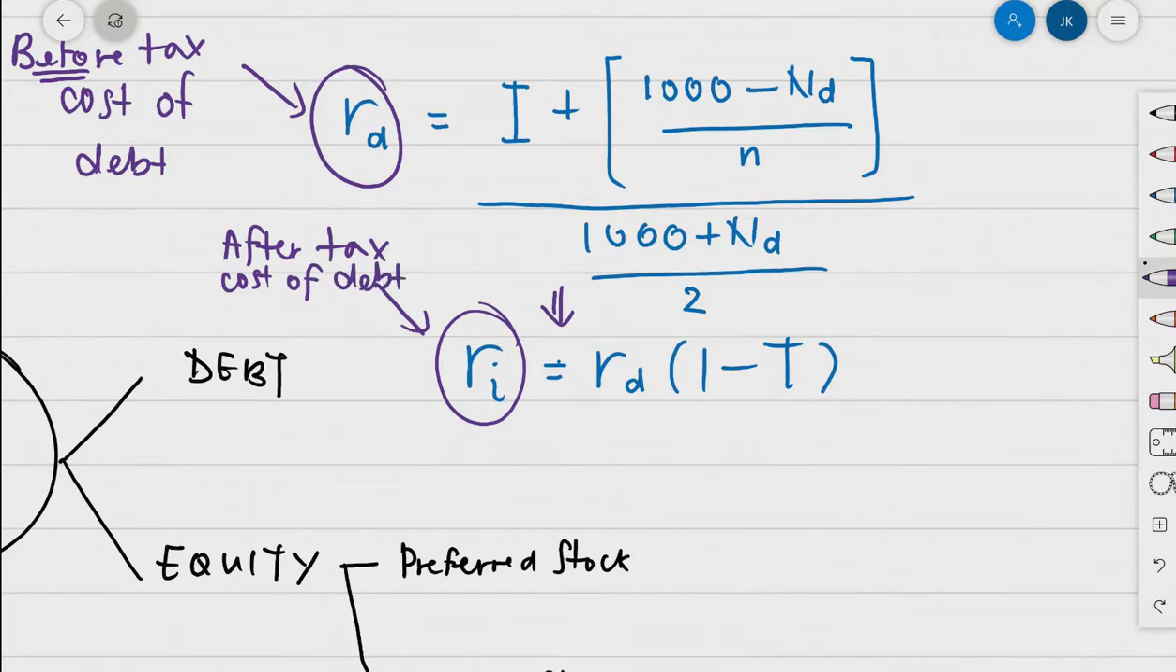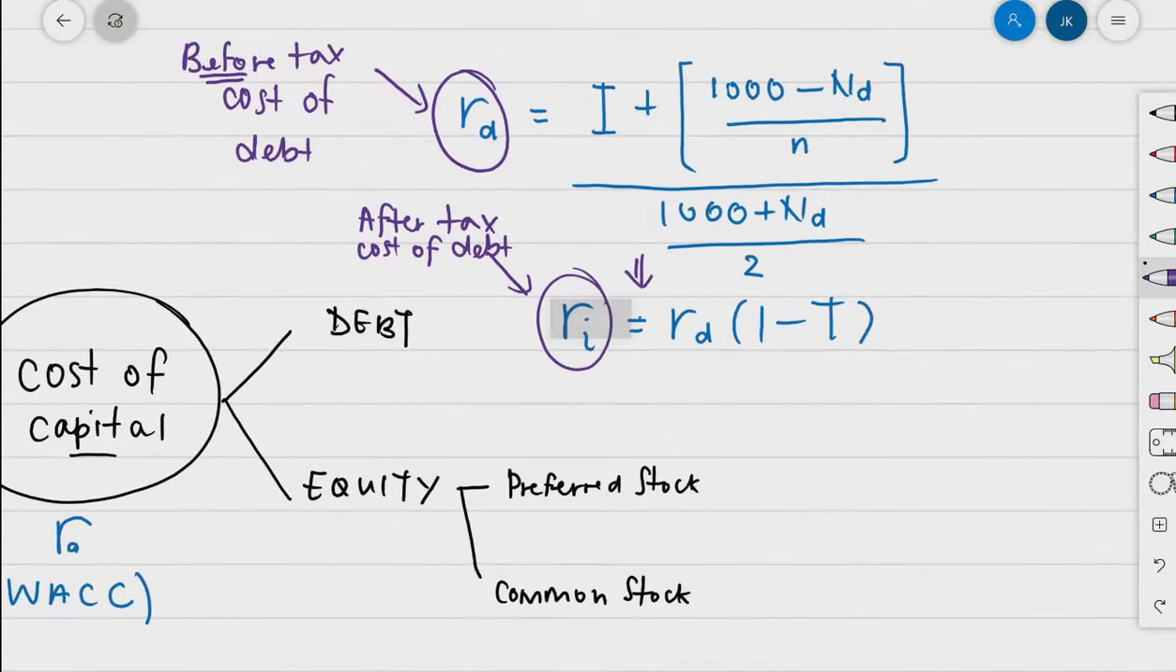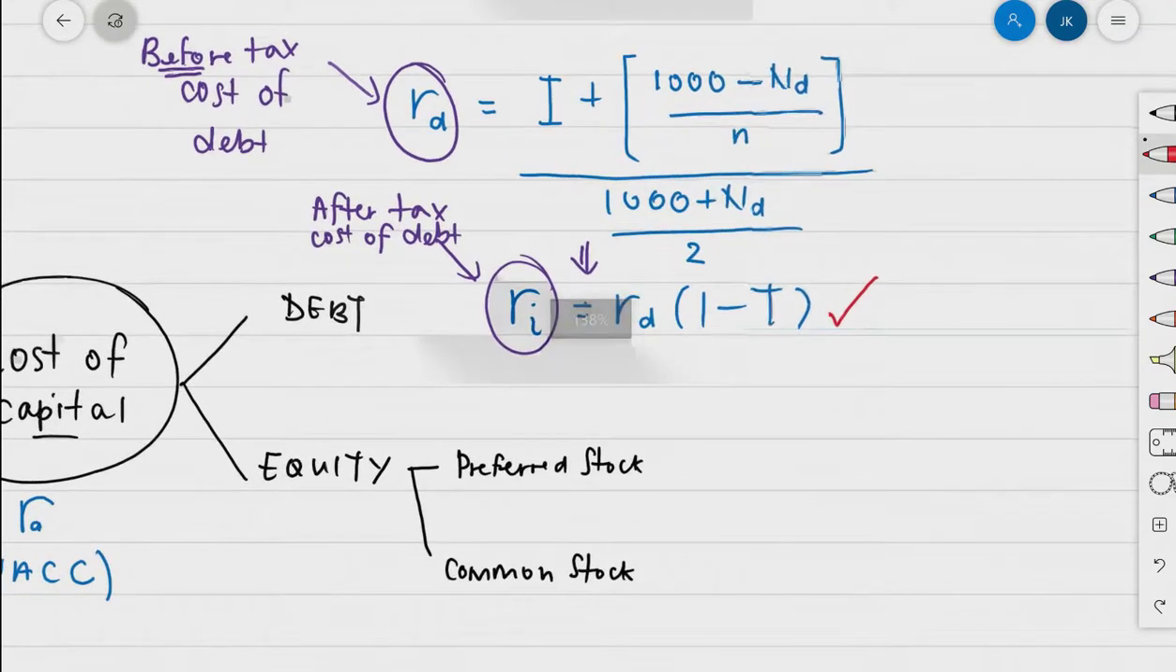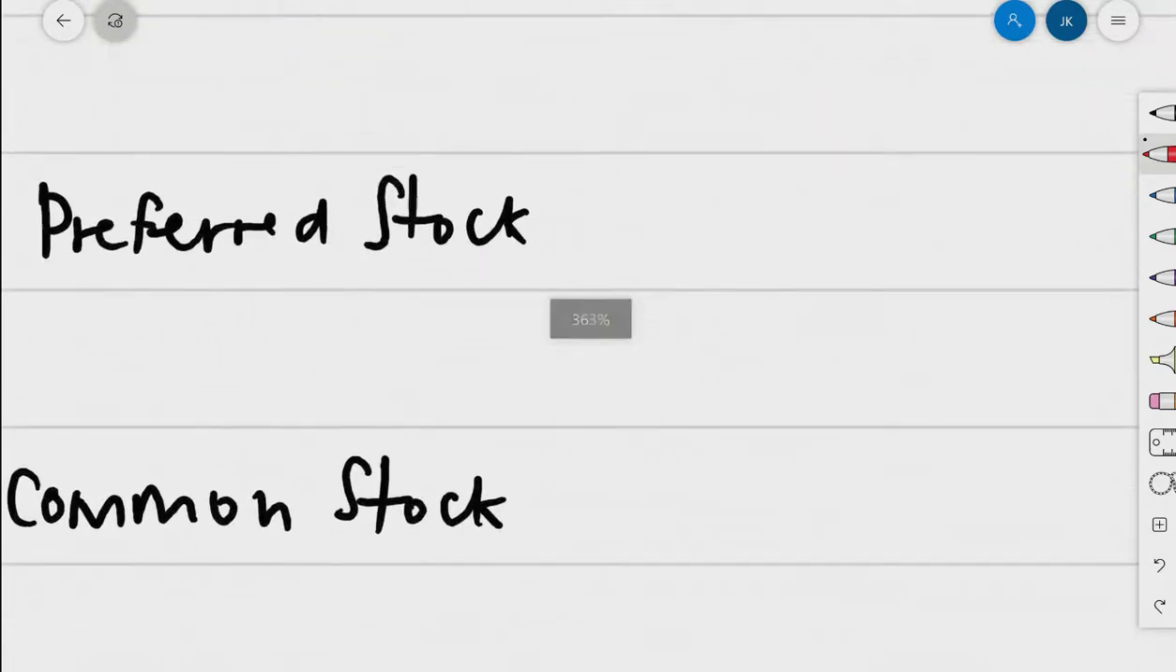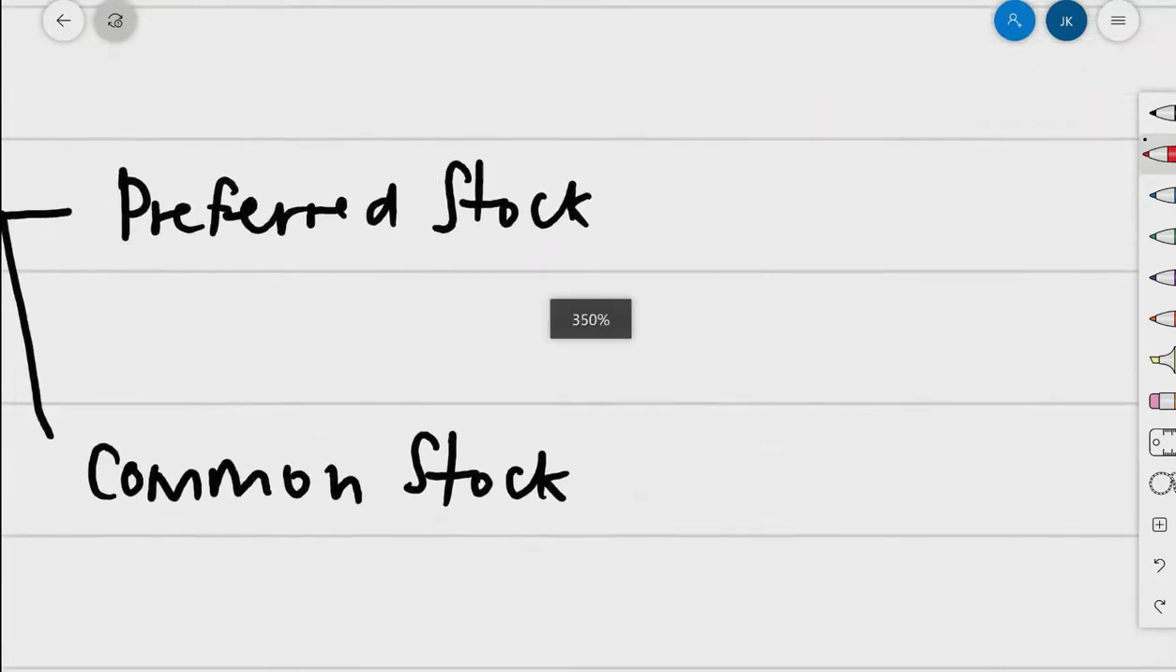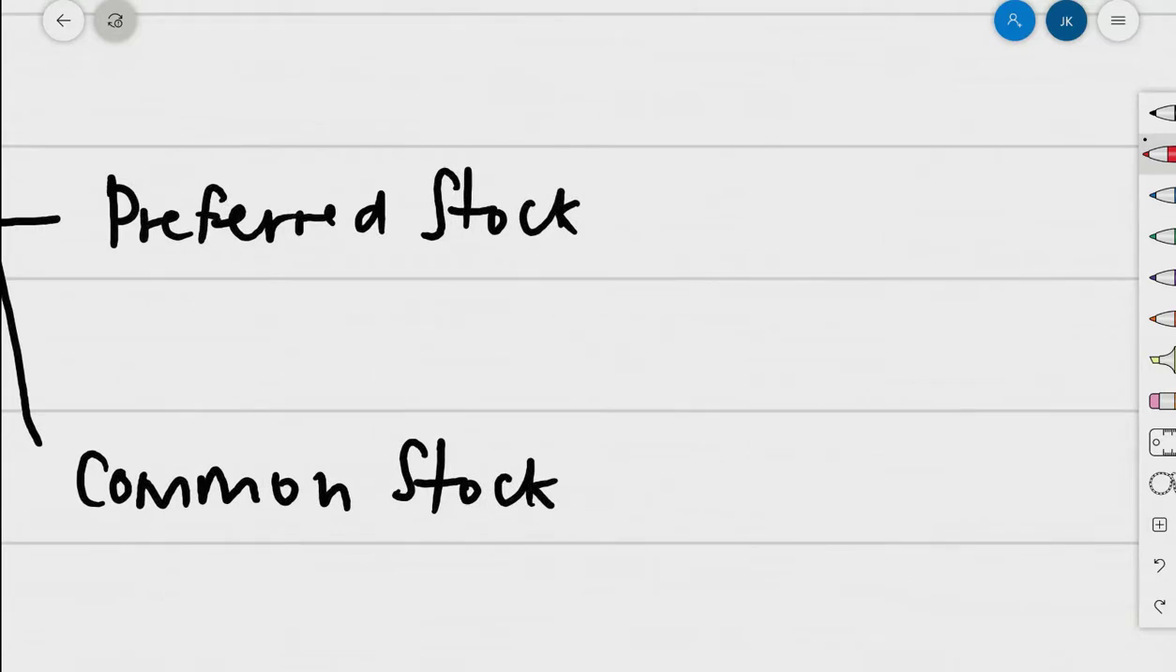Okay, all right, so this is for the cost of debt. For the calculation, always remember to use the after-tax figure, because the interest itself is actually tax deductible. All right, so done with that. How about the cost of preferred stock, and also the cost of common stock?